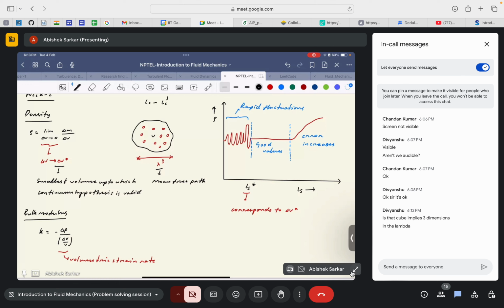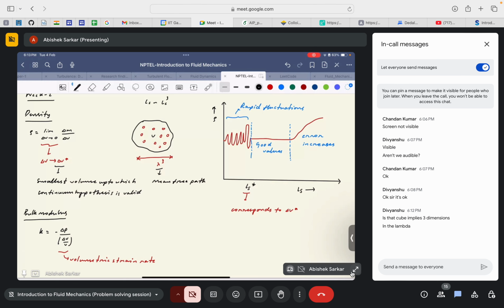For example, if the characteristic length scale of your measurement is say 2 meter, then the volume of that particular object would vary by L cube, that is, it will be in the order of 8 meter cube. So that's the idea behind that. Is it clear? Okay.